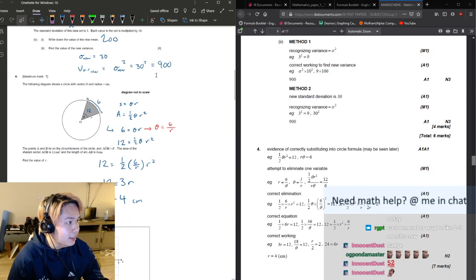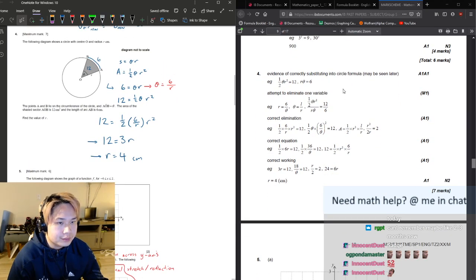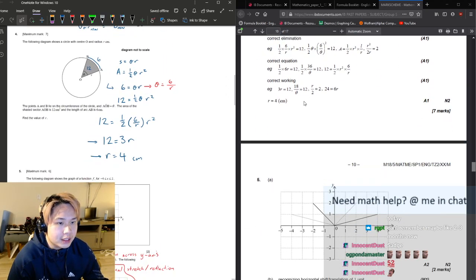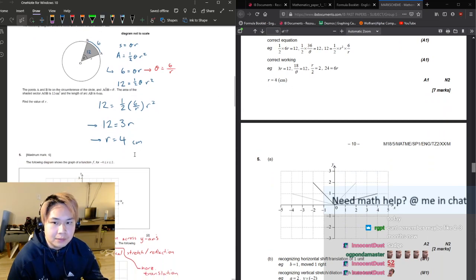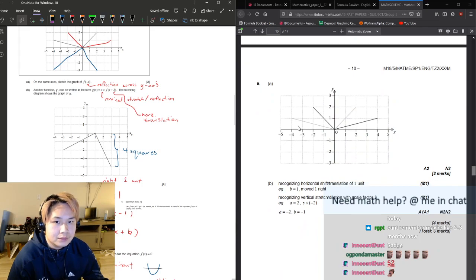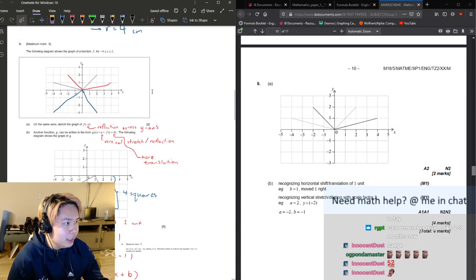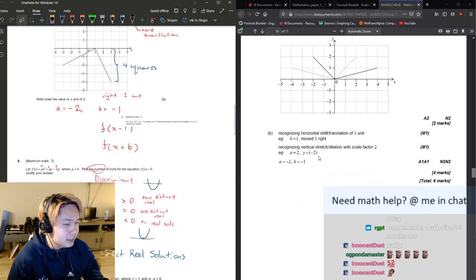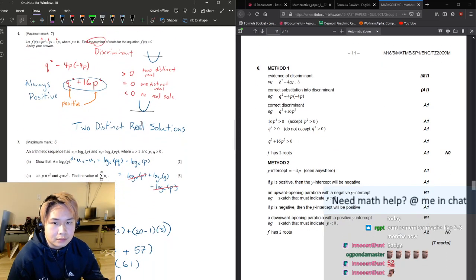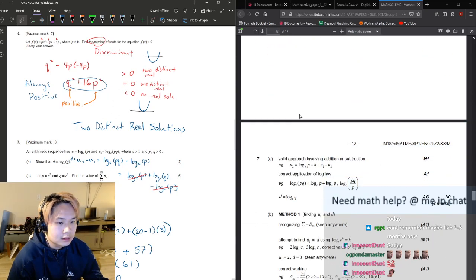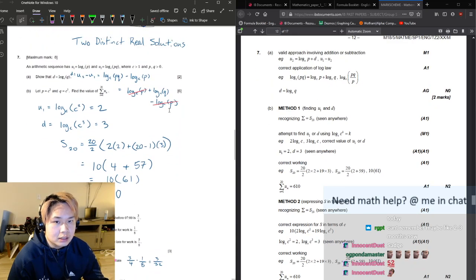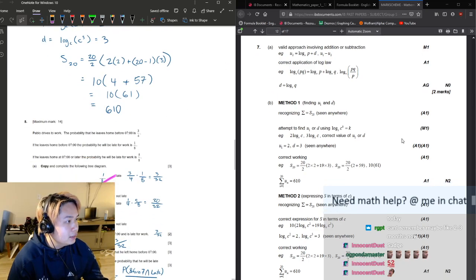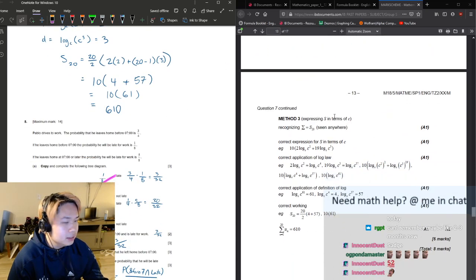And then variation is 900, 900. Okay, R is 4 centimeters, yep. Okay, I did the drawing right there in red, so that's good. And then A is negative 2, B is negative 1, so that's good right there. Okay, this one I know it's right because it's like an explained question, which I did. Okay, part A, show that D is log CQ, so yep. And then 610, 610, so that's good.